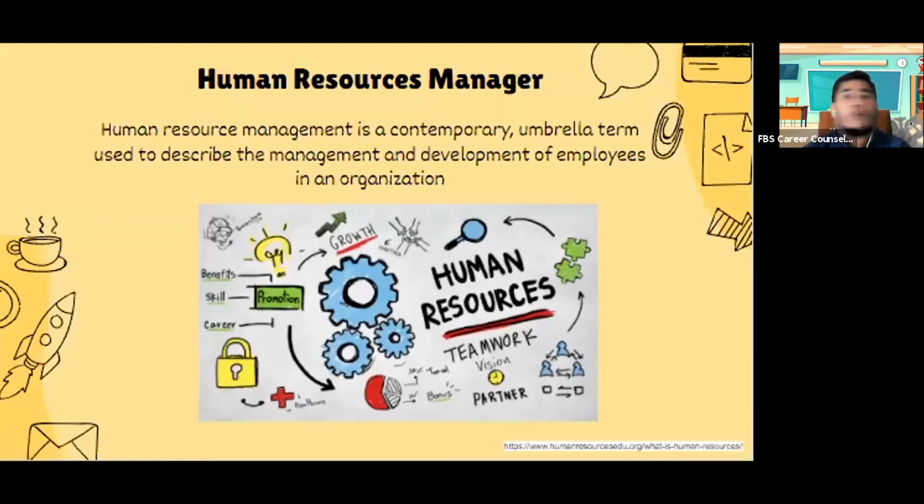Or become a huge company, so they must manage and develop the employees so that they can increase the quality and also how they work. So they will become valuable assets for the company or that organization.